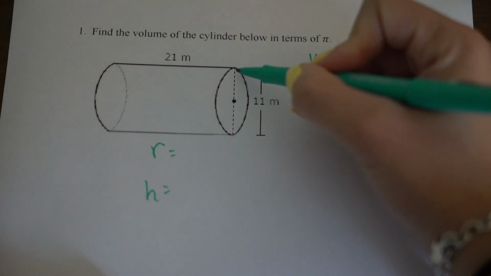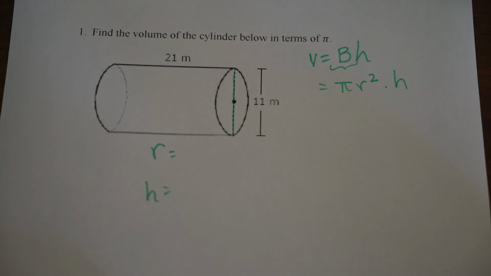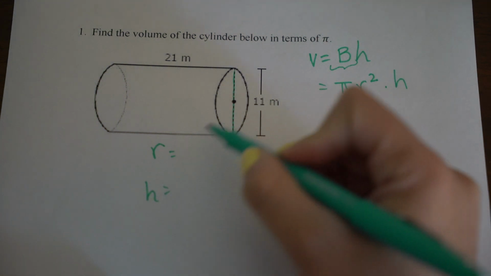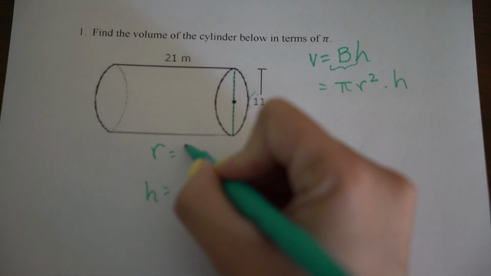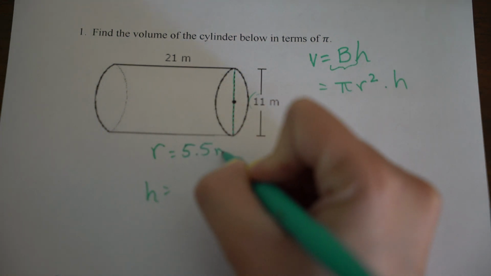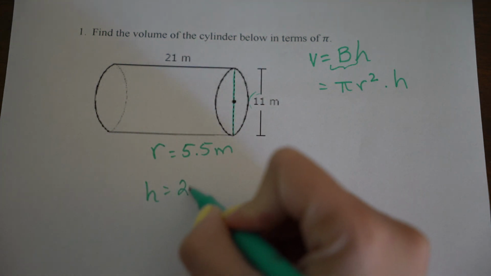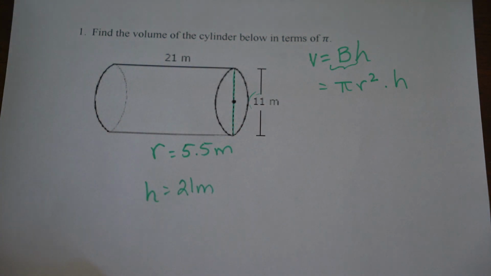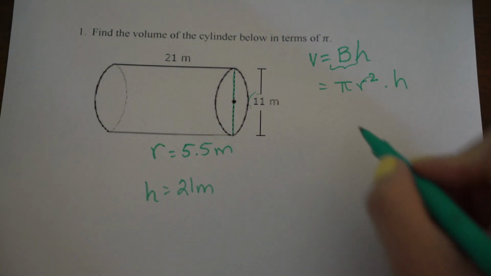The radius is not given. I am given the diameter, but remember, the diameter is double the radius, so all I have to do is divide the 11 meters by 2, and I get 5.5 meters, and our height is 21 meters. Now that I have my values, I'm just going to substitute it into my equation.